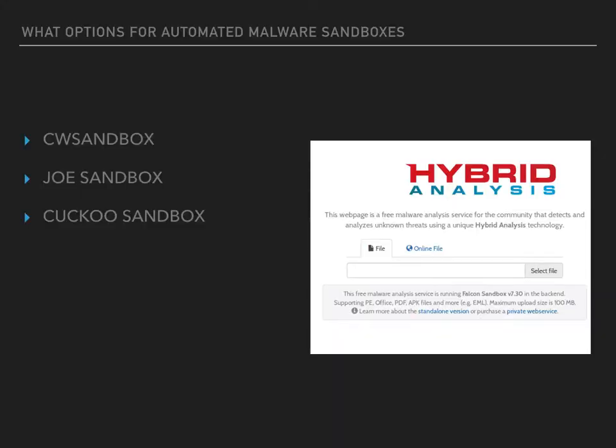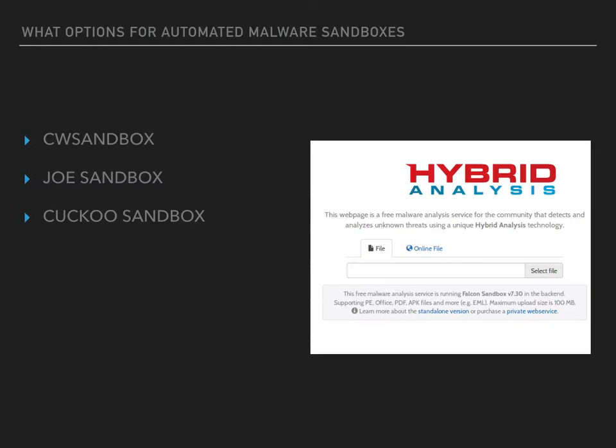So this would be the screen of Joe Sandbox. I believe in 2010 or so, the first hybrid sandbox was created in this. And don't get wrapped up about the words, we'll cover them, but it covers dynamic and static analysis.